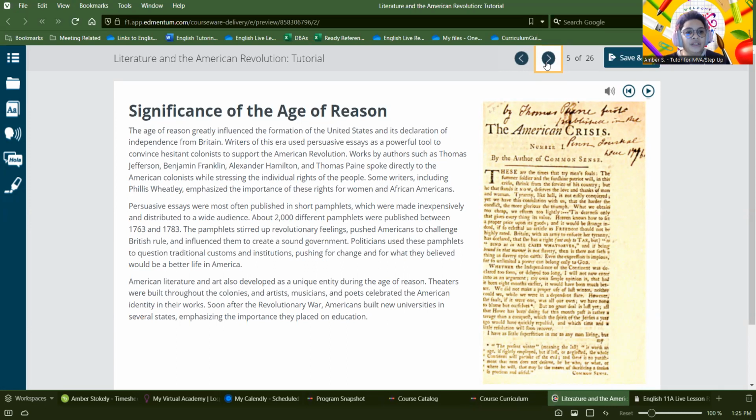So they give you a list of important writers here. The list they give you is Thomas Jefferson, Ben Franklin, Alexander Hamilton, and Thomas Paine. You can find that right here. And then they explain that these were the people who spoke to the colonists and wrote articles that everyday people were reading about what was going on at the time.